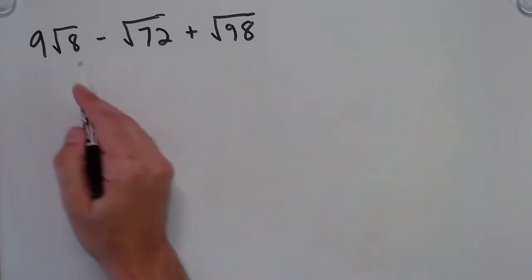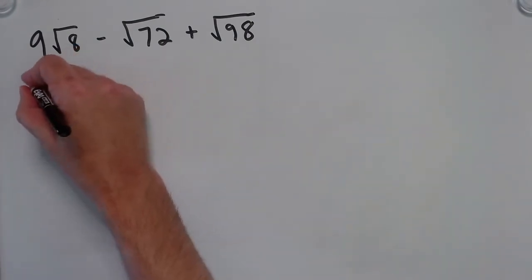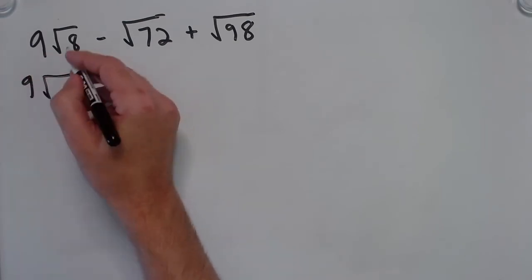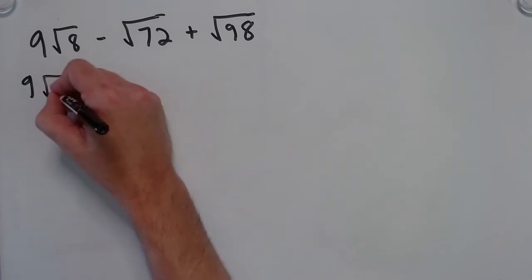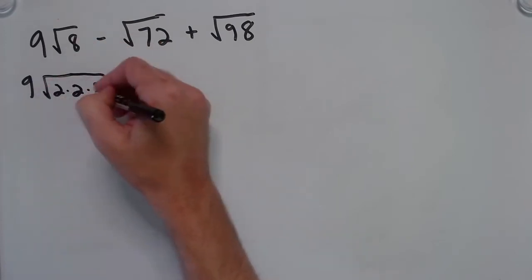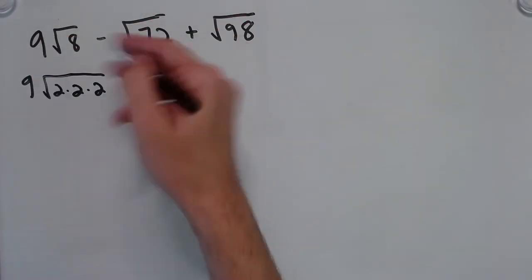So 9 root 8. I'm going to give myself a little more space. 9 root, so what's 8? 2 times 4 times 2. Let's just write it out: 2 times 2 times 2. I'm going to do a prime factorization of each of these to see what kind of like terms we end up with.